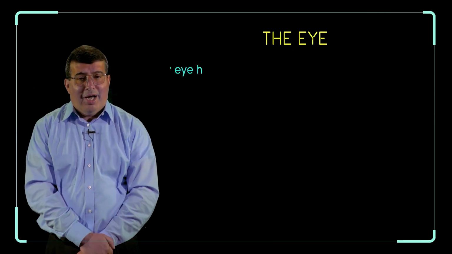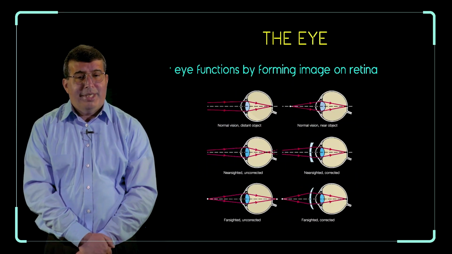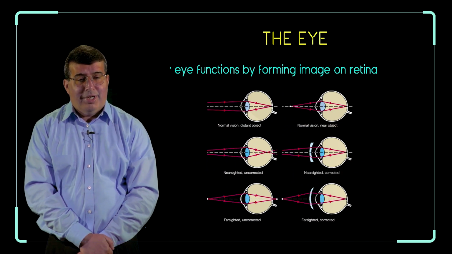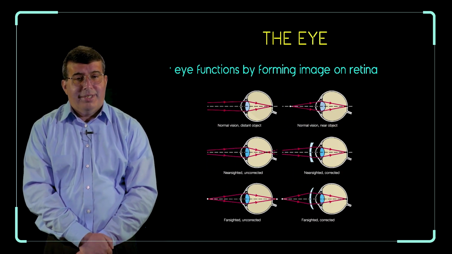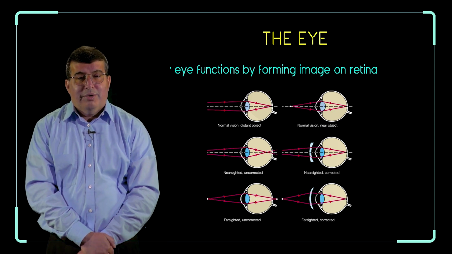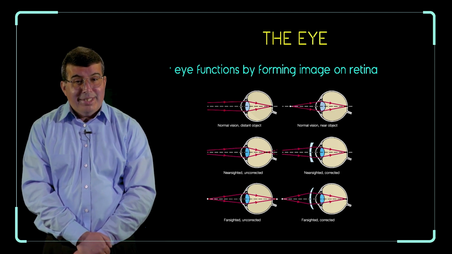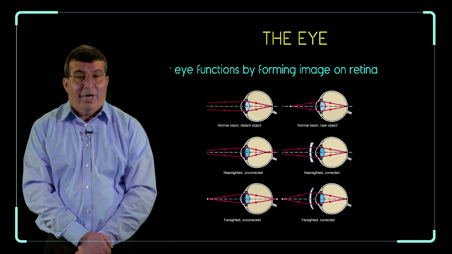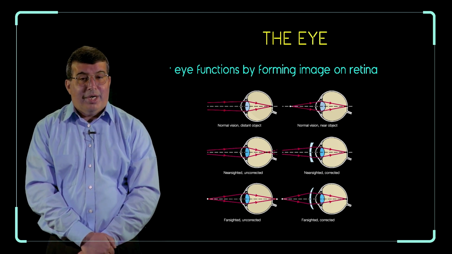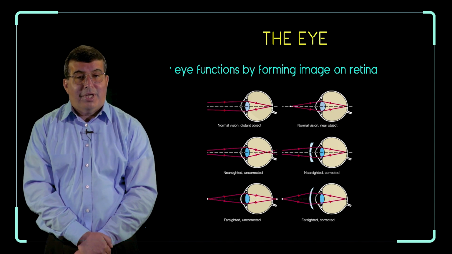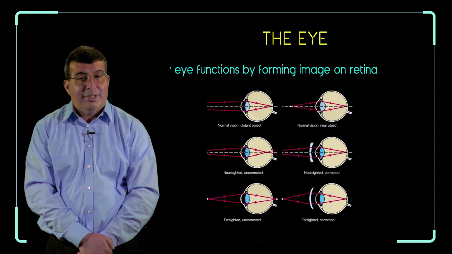Finally, let's talk about our eyes. The eye functions by forming an image on the retina of the eye. The retina is the back of the eye, which is the screen on which your brain sees things. So the way your eye works is that the lens of your eye focuses the light from an object onto an image on the retina.